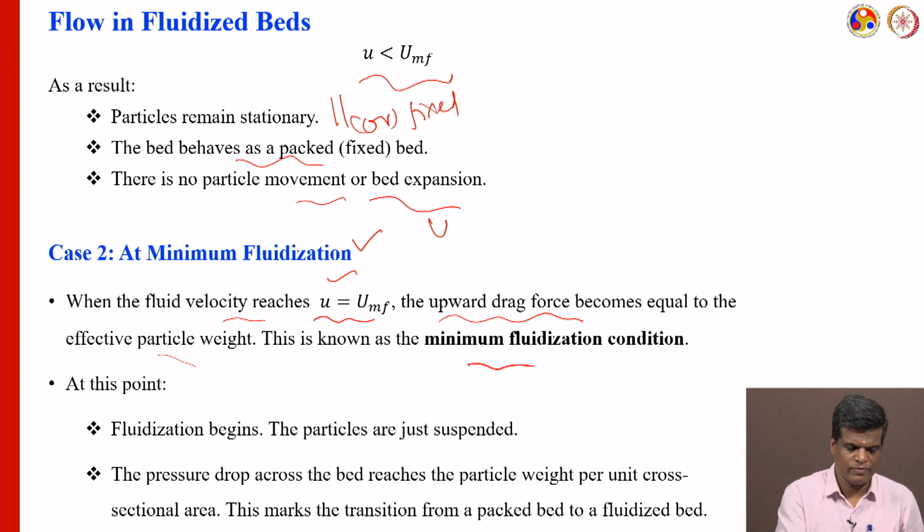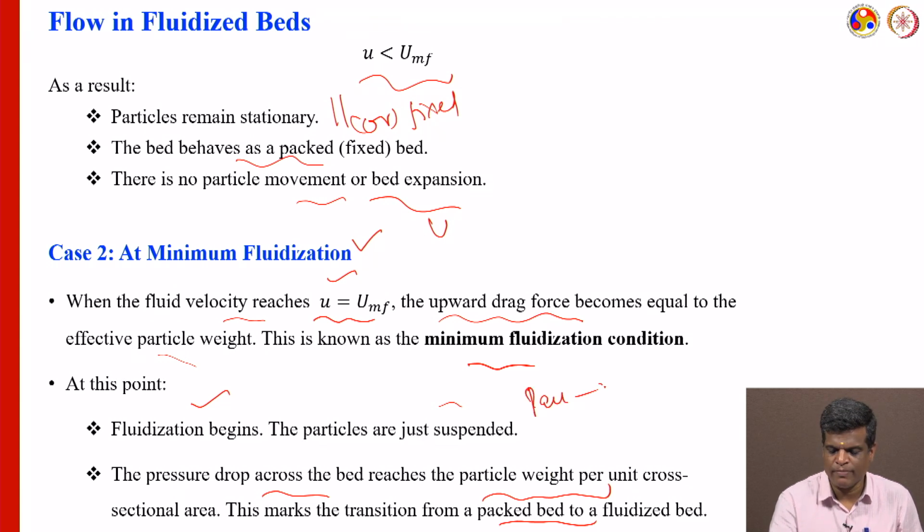What will happen at this point? Fluidization begins, because the particles are just suspended. The pressure drop across the bed reaches the particle weight per unit cross-sectional area, and this marks exactly the transition from packed bed to fluidized bed. At the minimum fluidization velocity, the bed moves from packed bed to fluidized bed.